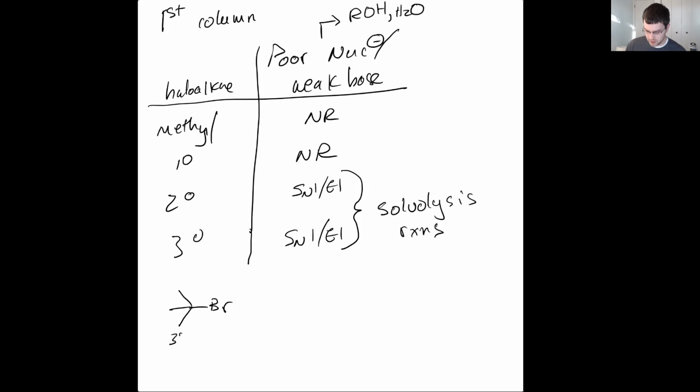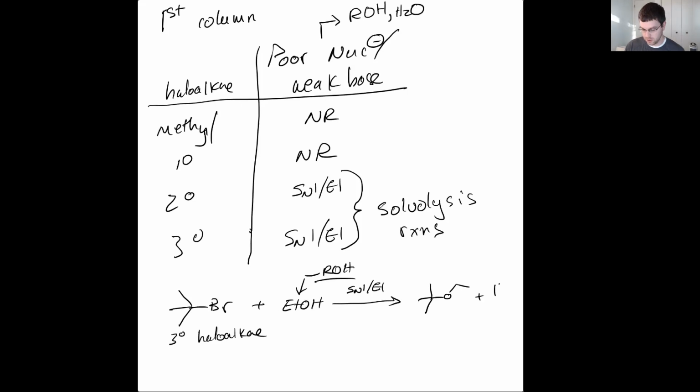Now, if you notice, this is a tertiary haloalkane. And we would react that with ethanol. Ethanol is an ROH, which means it's a poor nucleophile and a weak base. And we would see SN1 E1 reactions. And I know this is not the easiest reaction we've talked about this semester, but it's one we've gone over before. So I won't go through it in incredible detail because we've done it before. But this is the outcome. And so we would say this is a solvolysis reaction.